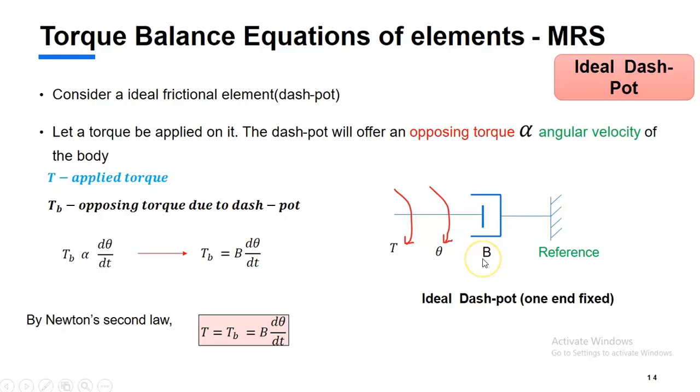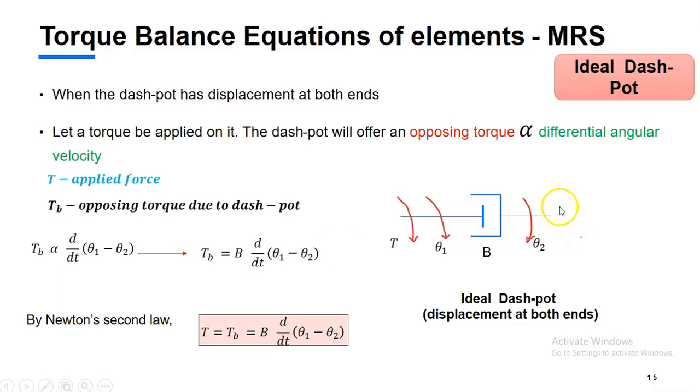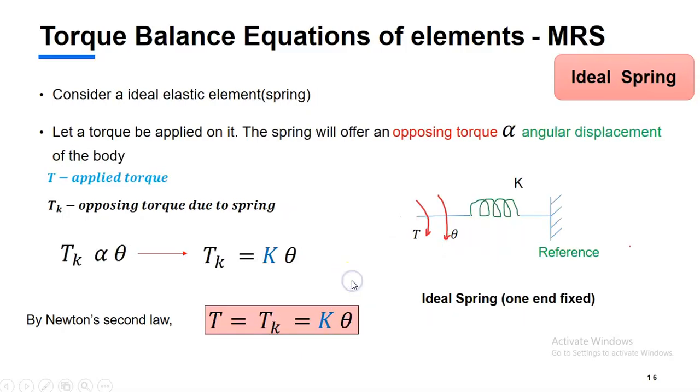This is for the dash pot. Opposing torque is directly proportional to angular velocity. So it is theta instead of x. And if we are having the displacement at both the ends, theta 1 and theta 2, we have to find the differential angular velocity.